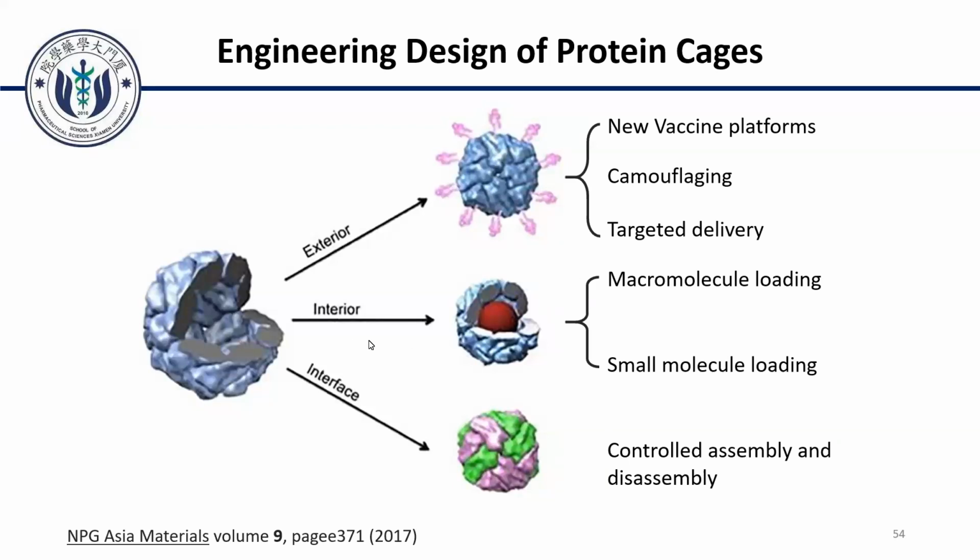Especially the interior phase is good for macromolecule loading or small molecule loading. And interface engineering is good for controlled assembly and disassembly, especially if we would like to have endosome escape or lysosome escape. So if we engineer a specific enzyme-triggered disassembly property or a specific pH-triggered disassembly property, then we can release the drug efficiently.